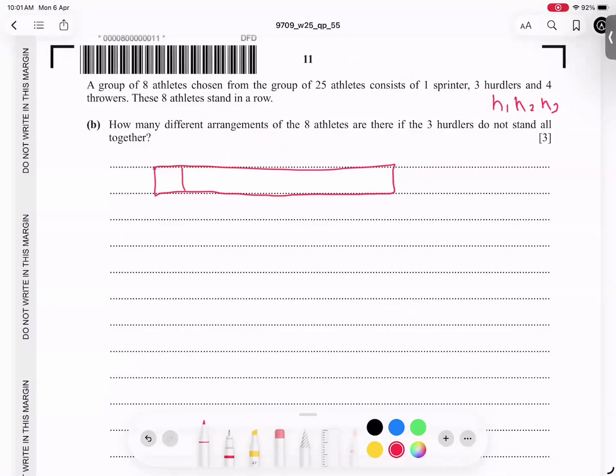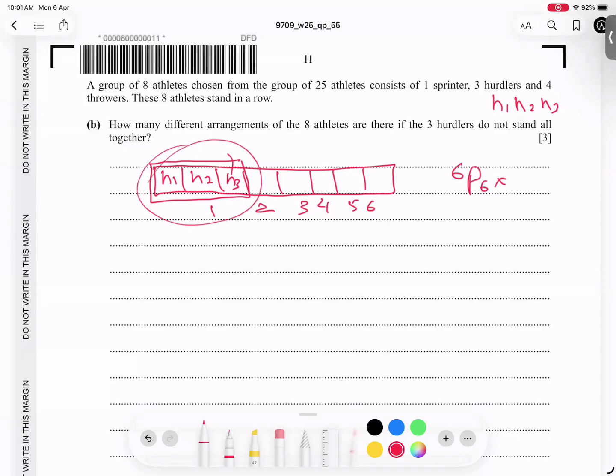So I'm going to count 1, 2, 3, 4, 5, 6, 7. If hurdler 1, hurdler 2, and hurdler 3 all together count as a 1, then it's 1, 2, 3, 4, 5, and 6. Basically, 6P6, and these 3 can also shuffle into 3P3. But this is for when they are together.